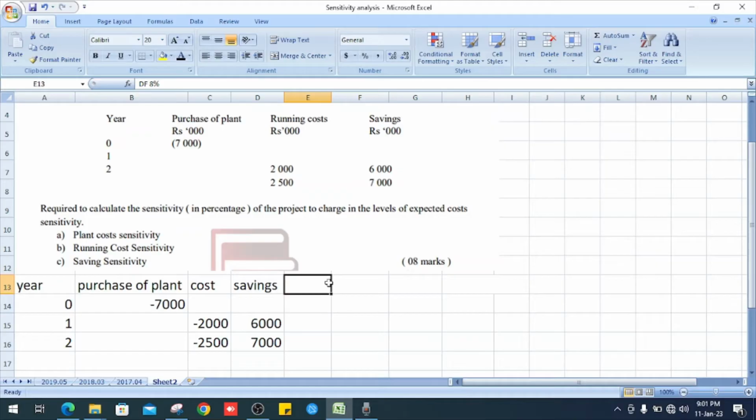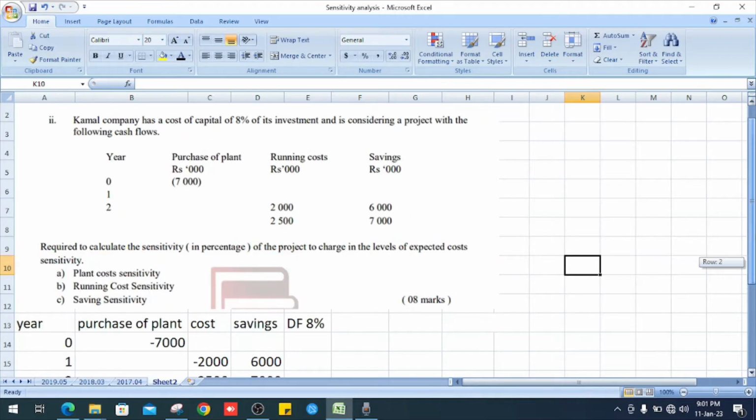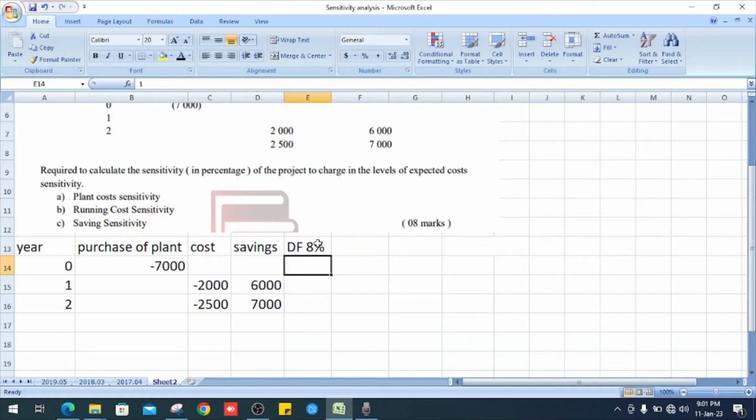Next we get the discount factor, it is mentioned as 8%. So 100 plus 8, it is 108, divided by 100, it is 1.08. See, year 0 it is 1, and year 1 it is 1 divided by 1.08. Year 2, year 1 balance divided by 1.08.